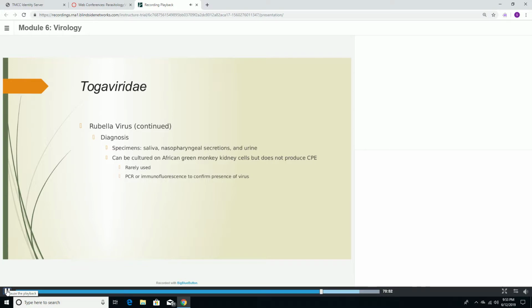For diagnosis, we're going to want to use saliva or nasopharyngeal secretions, or urine. It can be cultured on African green monkey kidney cells, but does not produce CPE. It's rarely used, but PCR and immunofluorescence are used to confirm presence of the virus. So again, we're just going to do PCR techniques, and it's going to be done by a state laboratory.